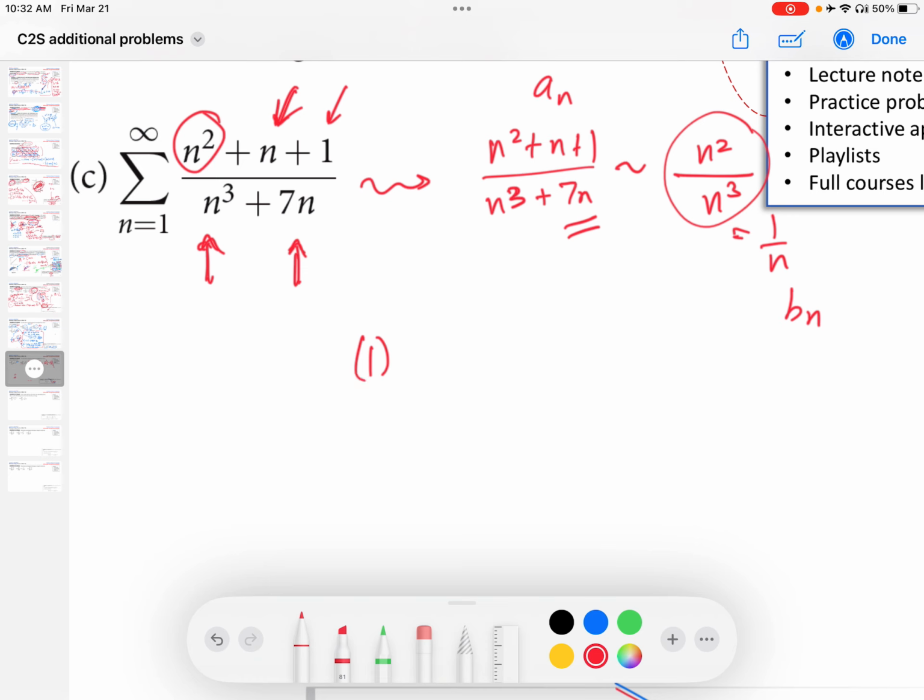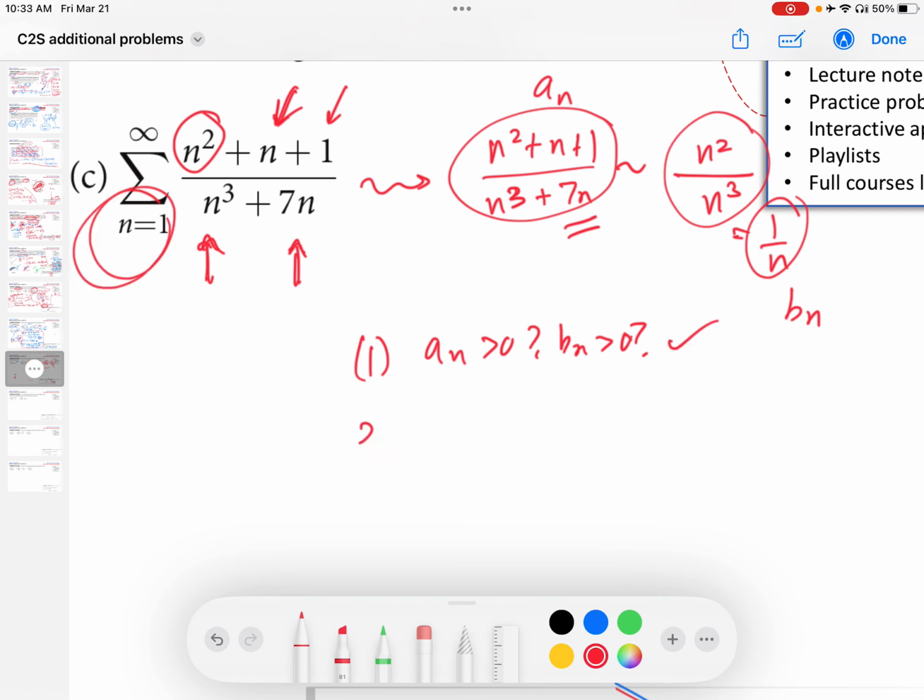And so let me run through my checks, right? An positive, Bn positive. Yes, once again, everything's being added, everything's being squared. n is a positive number, right? Starts at 1, so everything is good. Number 2, what if I take the limit of an over bn? Well, let's investigate that, right?